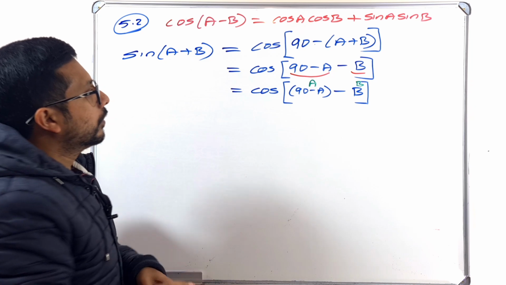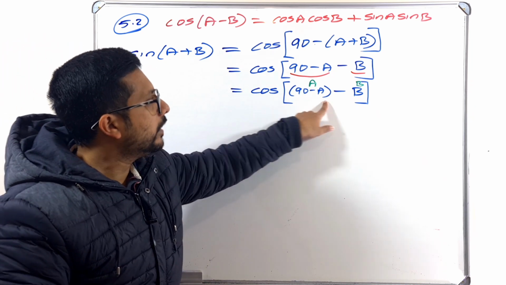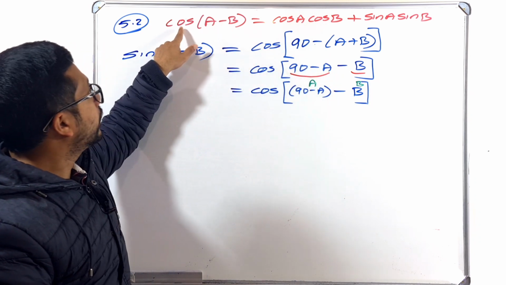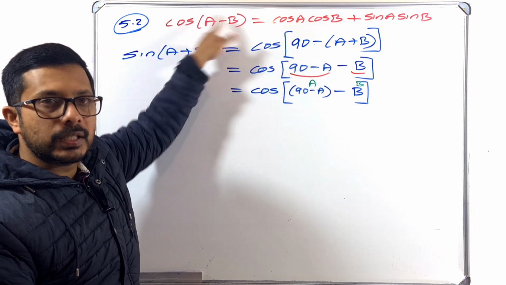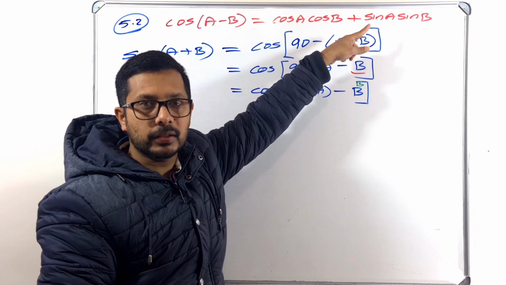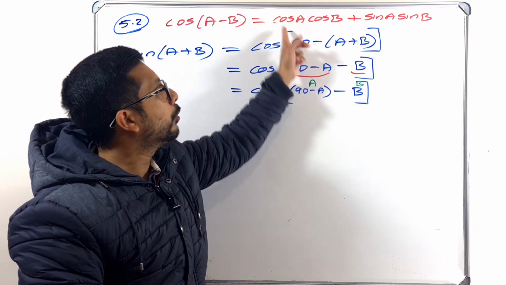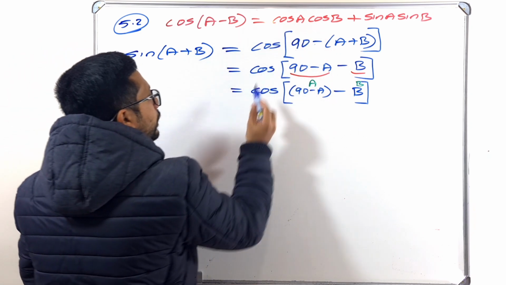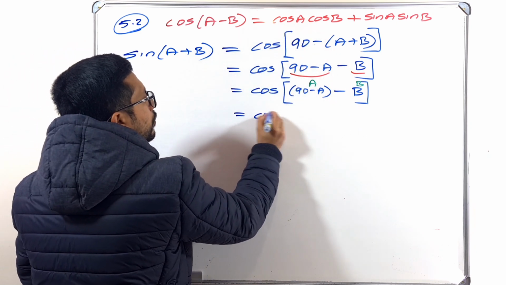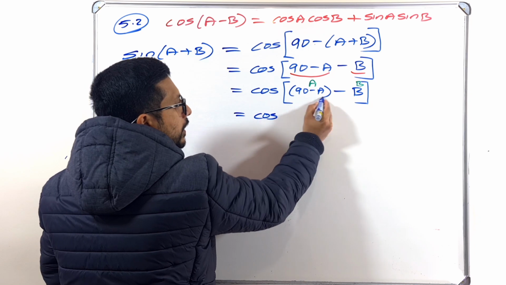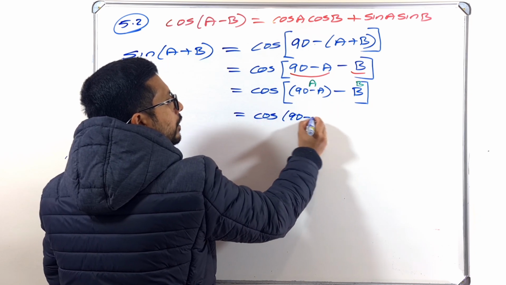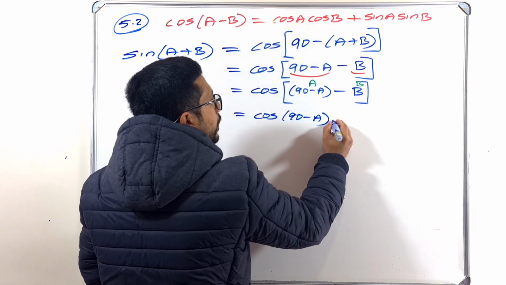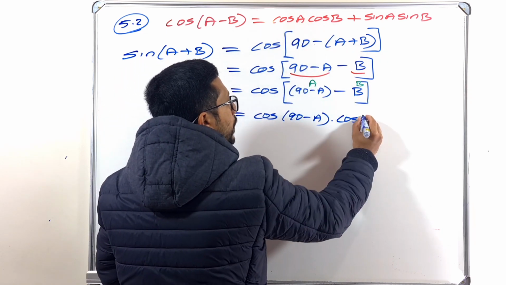Okay, so cos of, I call this 90 minus a as a and this b same b. Is it not like that? Cos of a minus b. If it is like this, you can expand like that. So what is that expansion? Cos a cos b, so my a is 90 minus a, so it is cos of 90 minus a into cos b, b is the same thing.